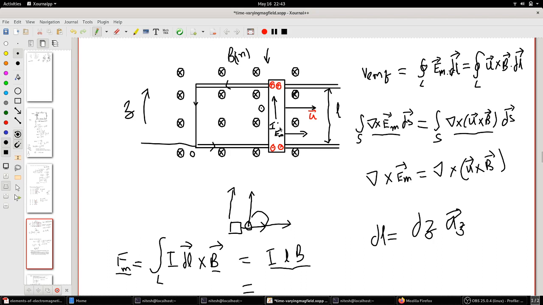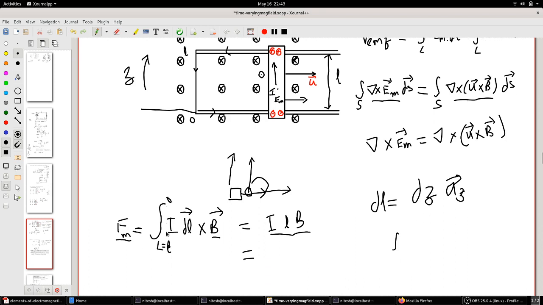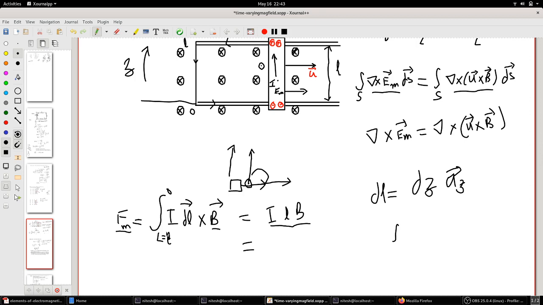Now the limits of your integral will be in the direction opposite to this. Let's say this is z equal to L, then the dl integral will be from L to 0, in this case. This will be clear when we solve the problem, but the limits of your integral are always opposite to the direction of the current. Just remember that rule.